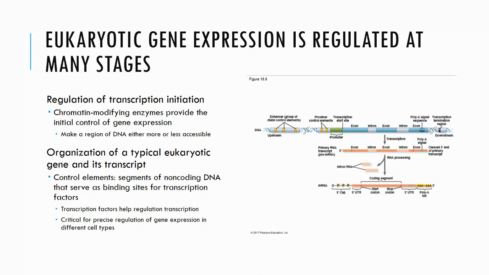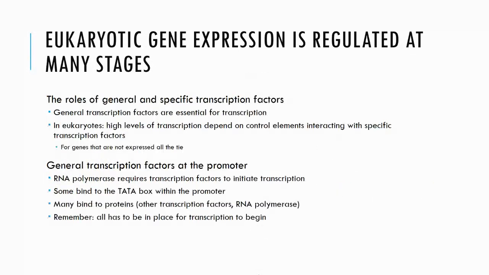Transcription factors help regulate transcription, and these are critical for precise regulation of gene expression in different cell types. General transcription factors are essential for transcription, so without them, it's not going to happen. In eukaryotes, high levels of transcription depend on the control elements interacting with specific transcription factors, and those are especially important for genes that are not expressed all the time.